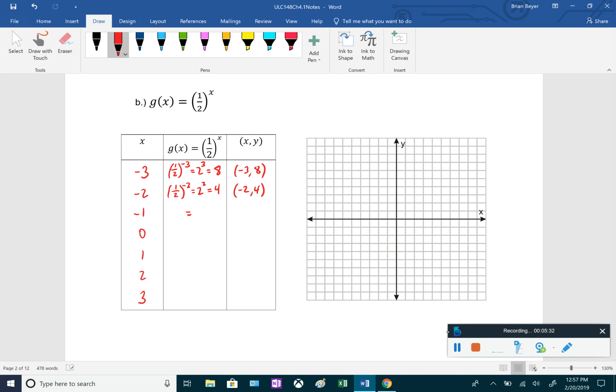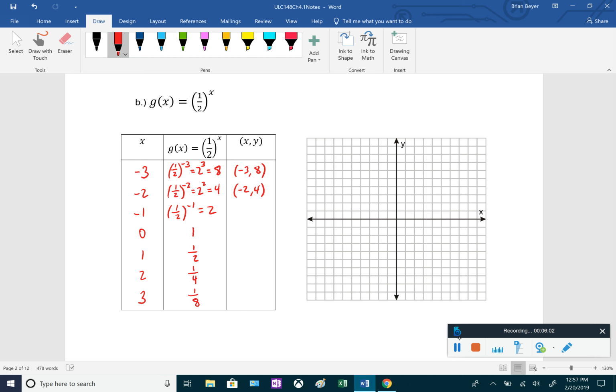If we plug in a negative 1, that's going to be 1/2 to the negative 1, which gives us positive 2. So it's 2 to the positive 1, so just 2. Plug in a 0, that's 1/2 to the 0, which is 1. Plug in a 1, 1/2 to the first is 1/2. Plug in a 2, 1/2 squared is 1/4. And then 1/2 to the third is 1/8.